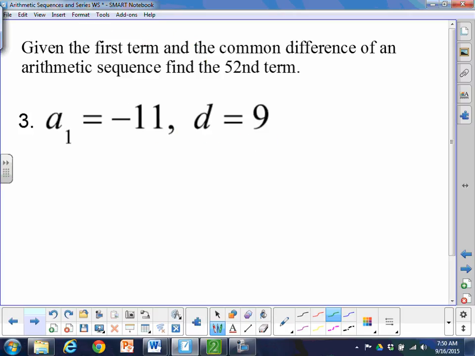All right, number 3, given the first term and the common difference, find the 52nd term. So again, we need some sort of formula. I want a formula for a sub n.